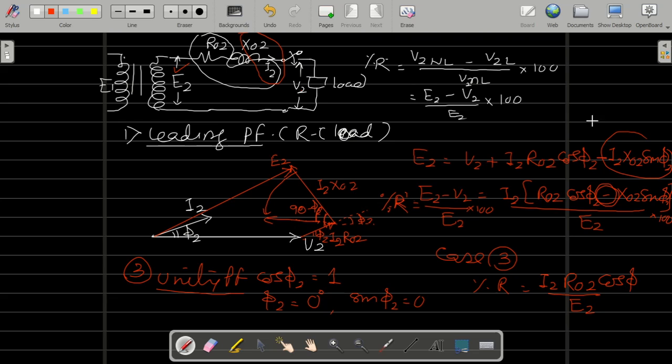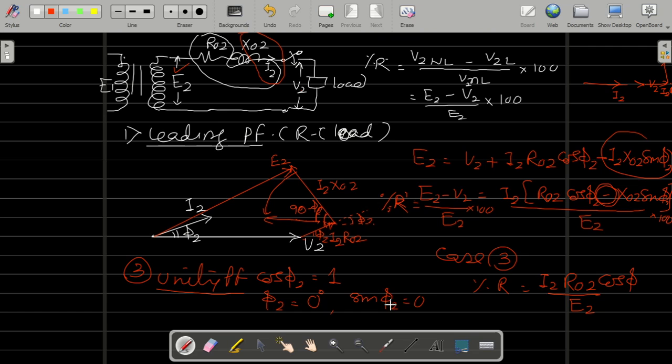How will the vector diagram look? It will come like this: V2 here, I2 here, I2 R02 here, and I2 X02 is 0. So please be careful about it. Percentage regulation for unity power factor load is this only. I'm not going to discuss that much. So this is the way of finding the voltage regulation. This is the formula we have. Clear?